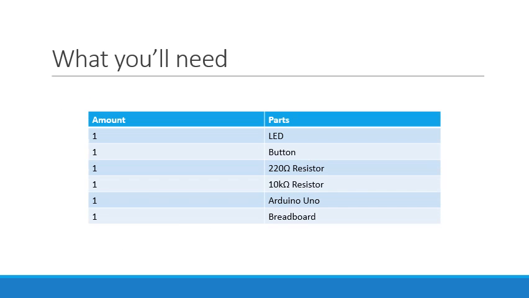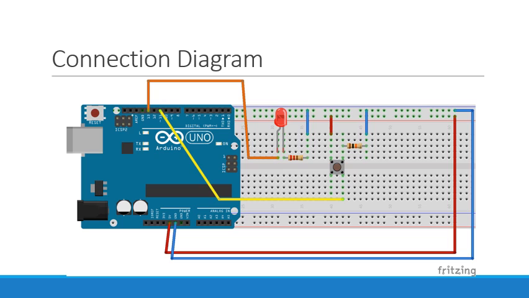So let us see, what do we need to achieve this? The parts we will need: an LED, a button, a 220 ohms resistor for our LED, then a 10k ohms resistor for our button, and then an Arduino Uno, a breadboard, and a few jumper wires. The connection diagram now. You can see that we have connected the LED normally, and then the way we connected our button is like this.